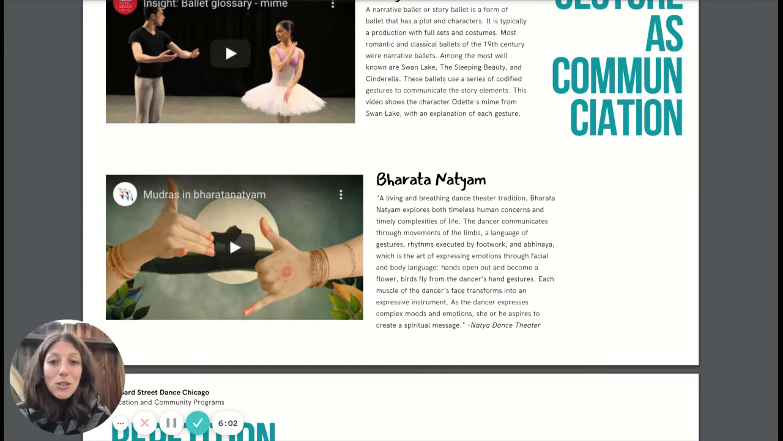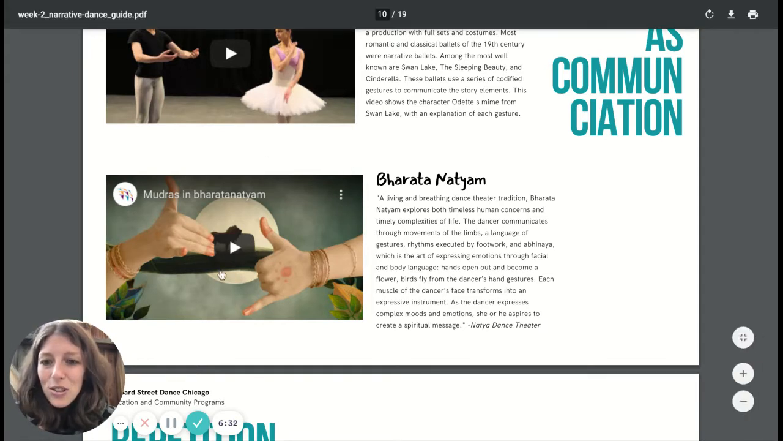Okay, so that was a description of Bharatanatyam. Now let's see how a story can be told using these hand gestures. And oh my gosh, you guys, there are hundreds and hundreds of these hand gestures in Bharatanatyam. They're called mudras, and there are many, many of them. Dancers who study Bharatanatyam have to study all these complex mudras or hand gestures. So let's take a look at a story told with mudras.